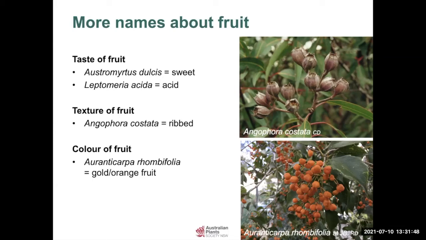Another example of a name that refers to the fruit is our local tree, Angophora costata, where costata refers to the ribbed capsules of the fruit, which you can see in the photo.